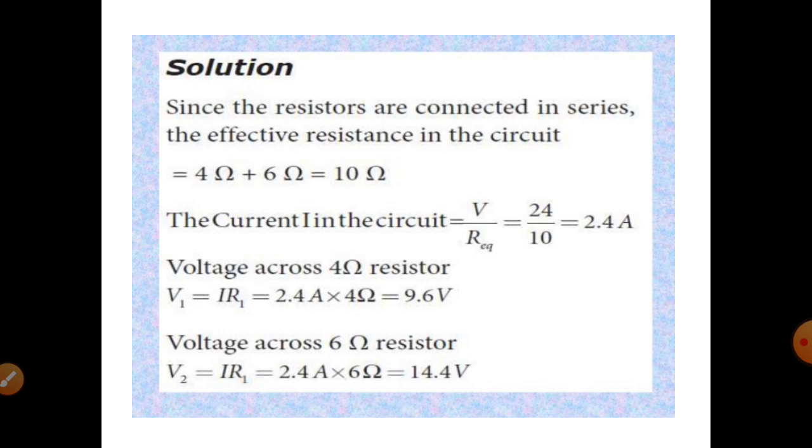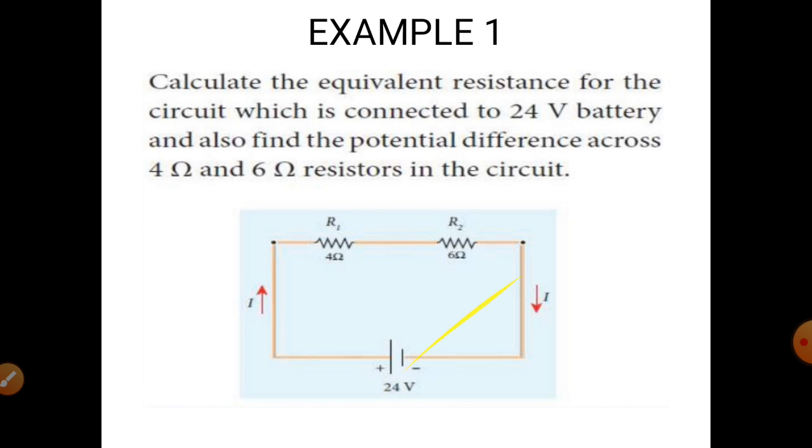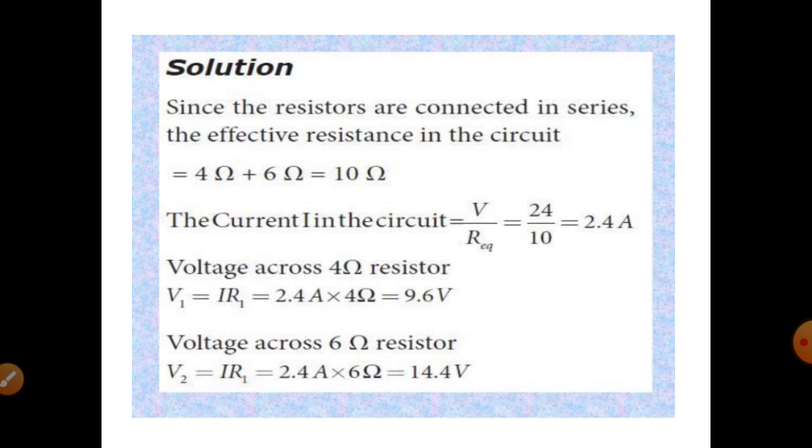Next we have to find the total current. I is equal to V by R from Ohm's law. V is equal to 24, already given in the problem. 24 divided by R equivalent, 24 divided by 10, so we get the value as 2.4 amps.